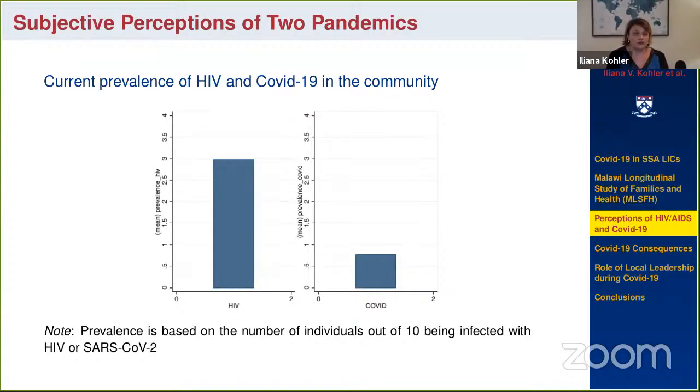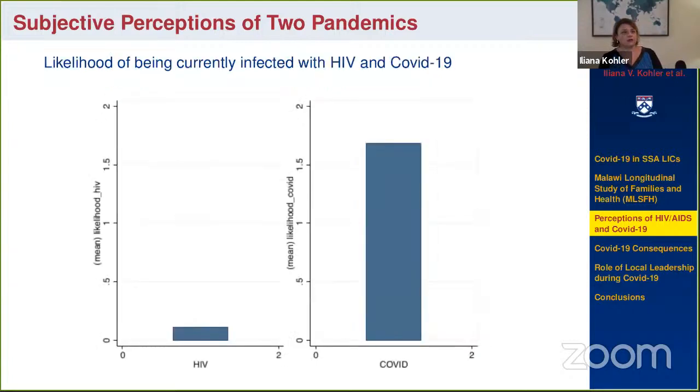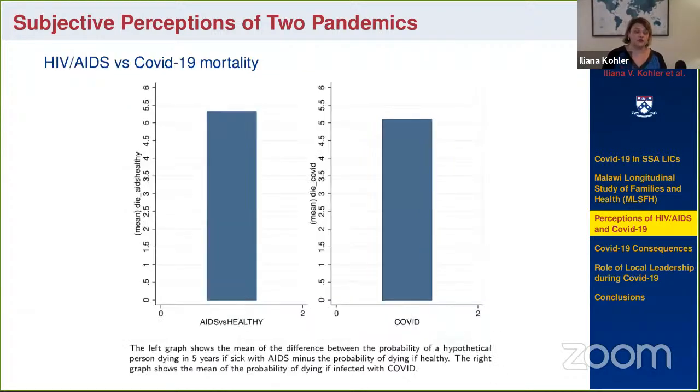The figure clearly illustrates that Malawians have correct perceptions of the current prevalence of COVID and HIV, estimating the prevalence of HIV as much higher than the prevalence of COVID-19. If we look at their subjective perception of the likelihood of being currently infected with HIV and COVID, the picture is different. They see a much higher likelihood of being currently infected with COVID-19 than with HIV. And lastly, we have longitudinal data that allow us to compare the perceived extra mortality if somebody is infected with HIV/AIDS and with COVID.